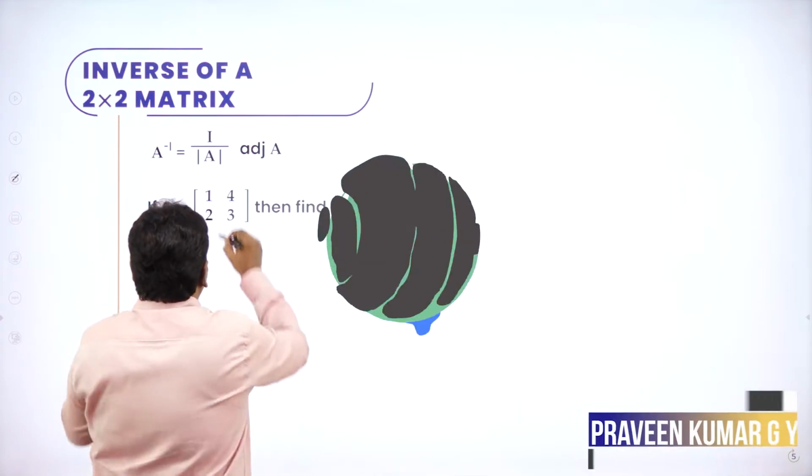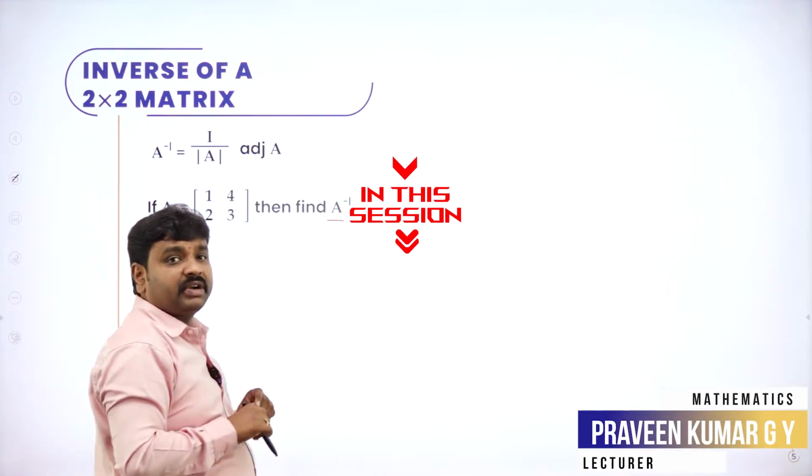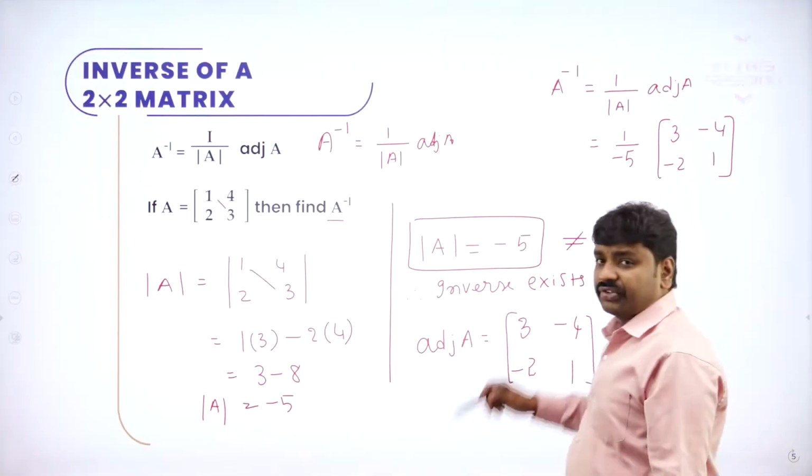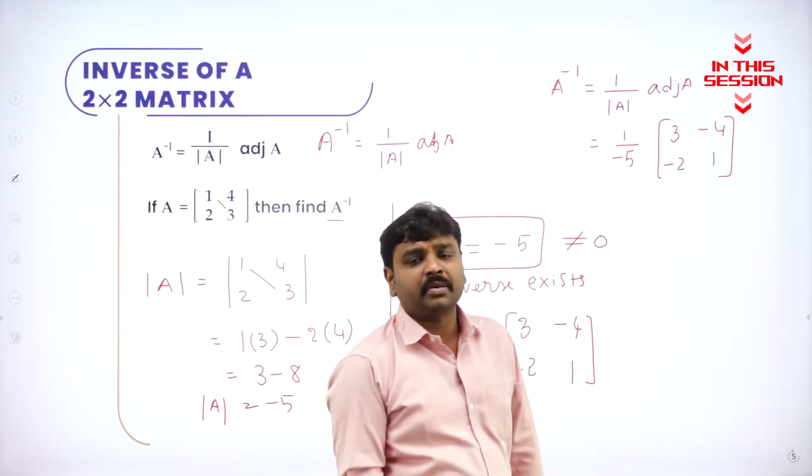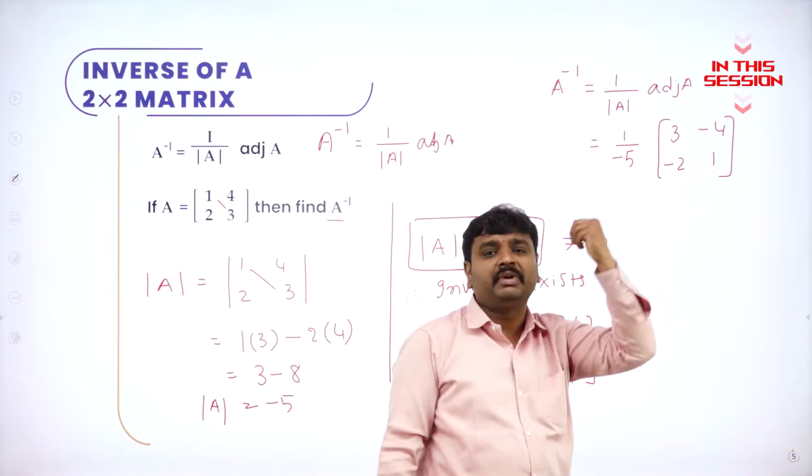A inverse is 1 divided by determinant A into adjoint A. This is scalar multiplication of a matrix. What is meant by scalar multiplication of a matrix? Multiply this number to each element of the matrix.